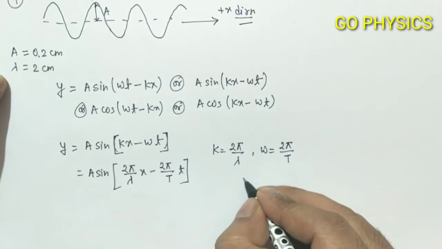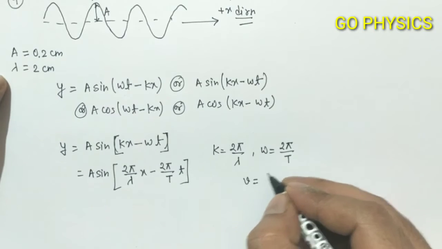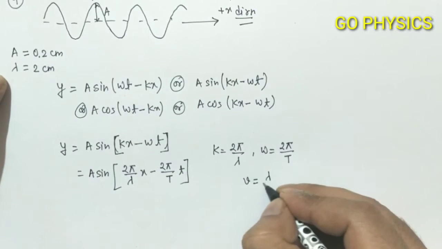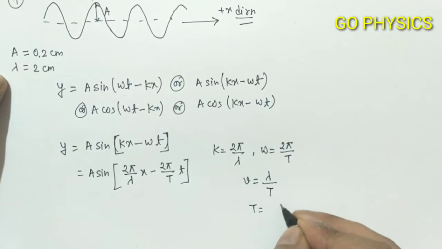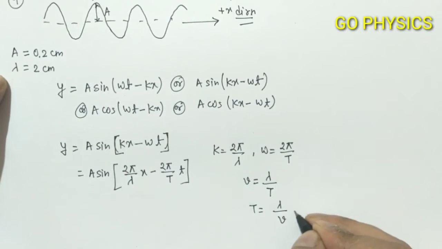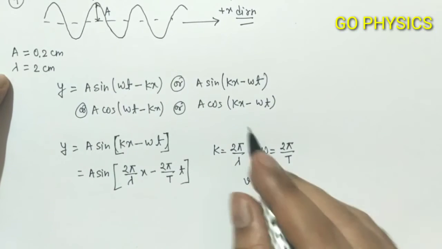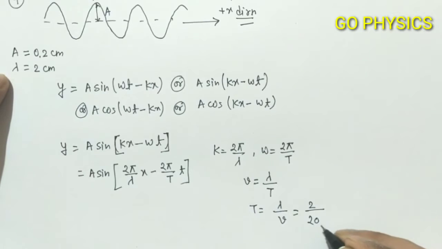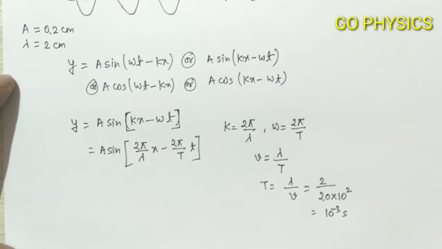As we know, speed of a wave is equal to distance upon time, and in case of a wave we take distance as wavelength, lambda, and time as capital T. So from here capital T is equal to lambda by v. Now substitute the value of lambda and v, 20, in centimeter. If we simplify this, it will come out 10 to the power minus 3 second. So this is the time period of the given wave.